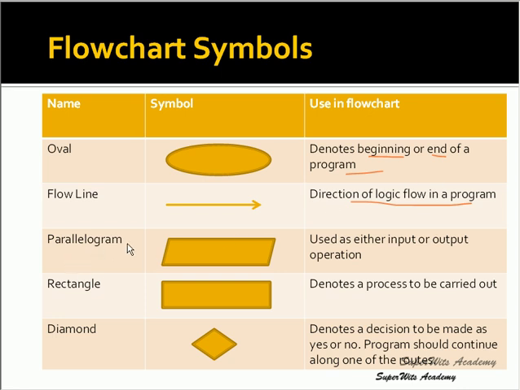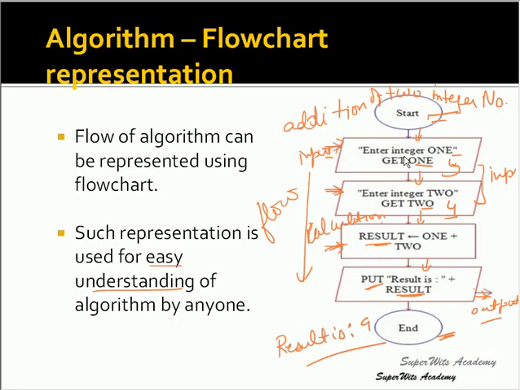Now, next thing, parallelogram. This is used as either input or output operation, right? Next, rectangle is used for the process to be carried out. So here, whatever calculations are to be done is defined in this, right? Next is diamond. We haven't used it here. There is no use. Why? Because there is nothing to decide in this particular algorithm, right?